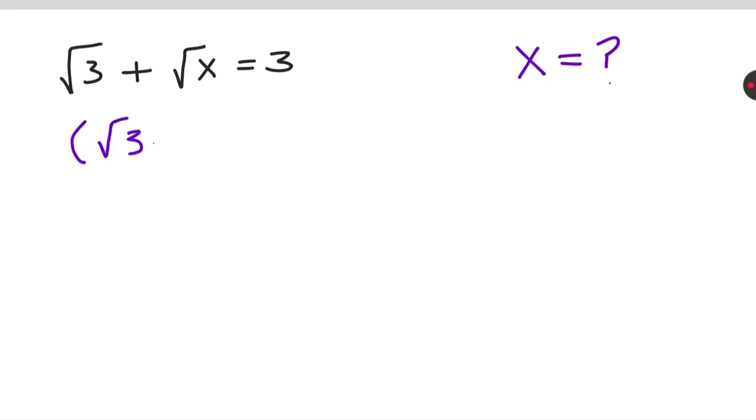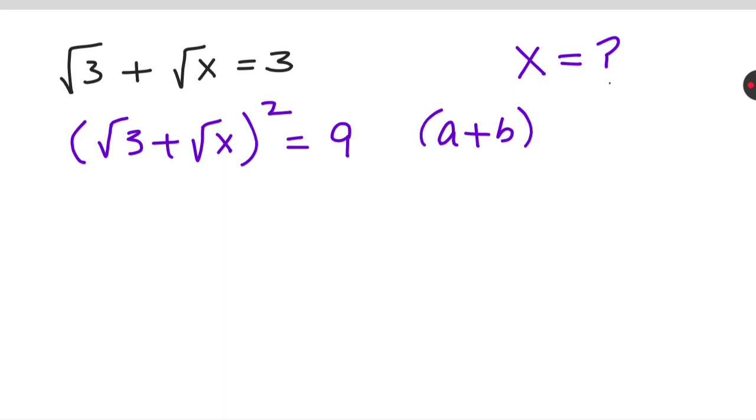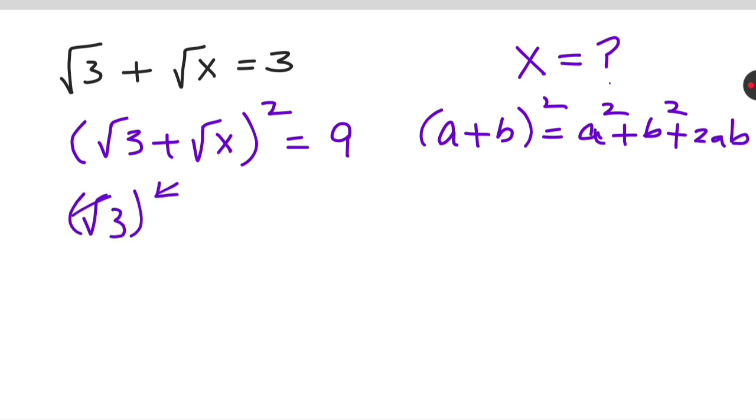Then (√3 + √x)² = 3², and 3² is 9. Now the left hand side is in the form of (a + b)². So the formula is a² + b² + 2ab, isn't it? So let's use that formula here. So a² is (√3)². After squaring, the square and square root cancel, and we are left with only 3. So a² is 3.